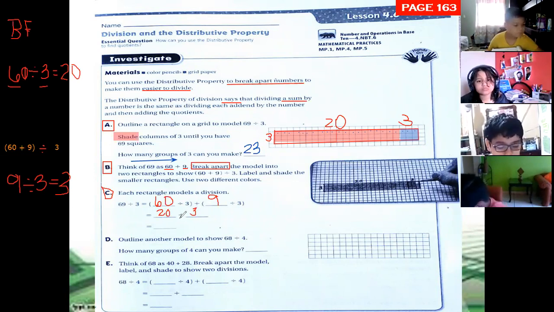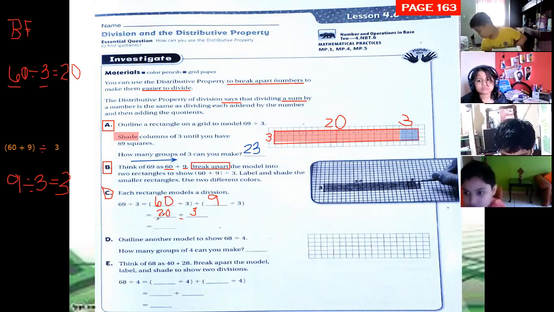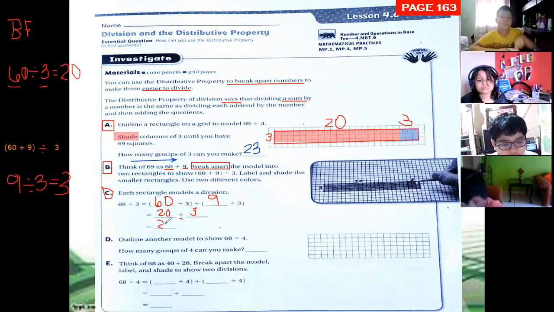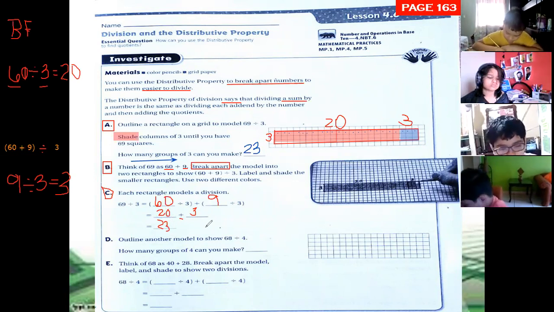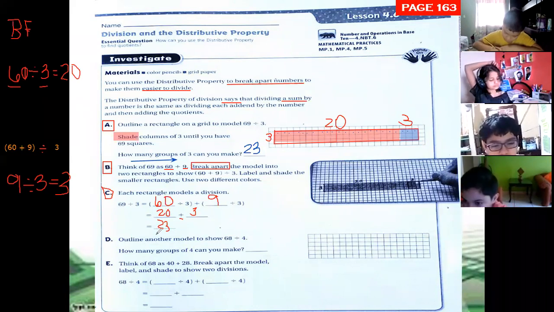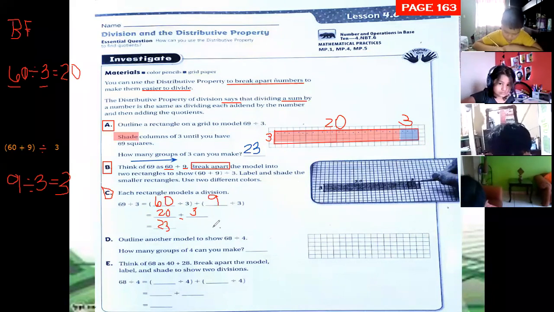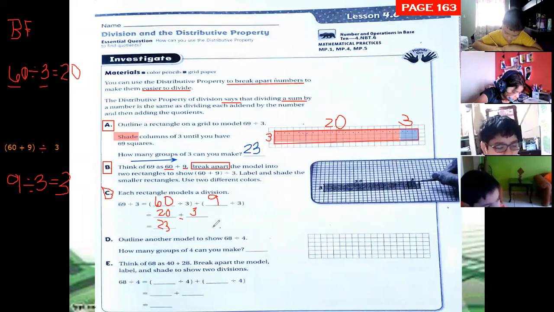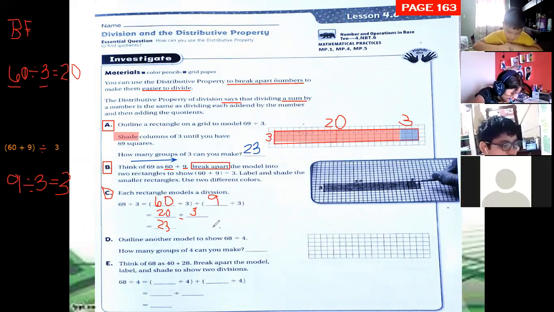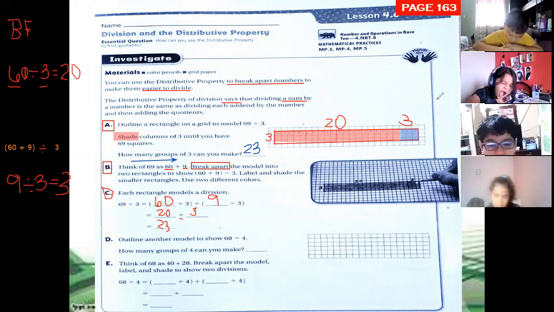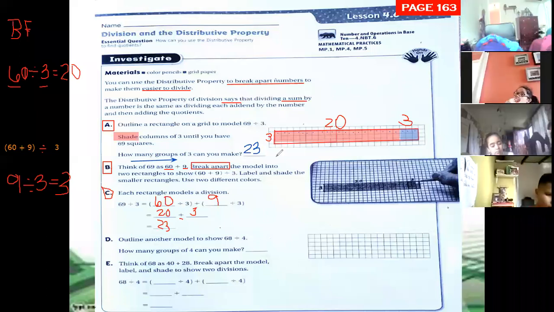Now look at this one. This is an addition. It's a sum. So we have to add 20 plus 3, 23. So 69 divided by 3 equals 23. And this one could be mental math. I can do this division in my mind by using the distributive property, by breaking apart the dividend.